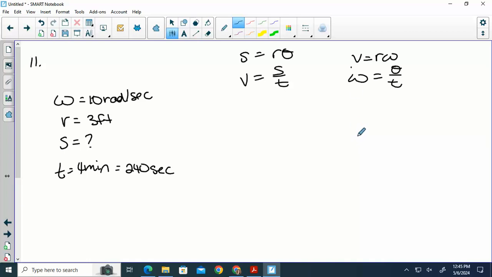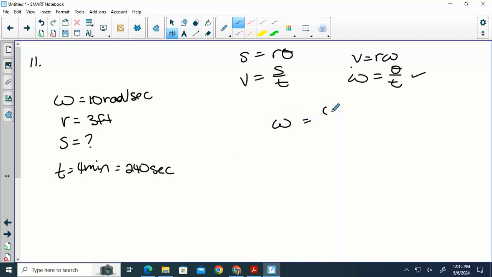S equals R theta. Is that not a real S formula? Was that where I screwed up? Did we make up a formula? So you want to find V? Is that what you said? I said that. Okay.